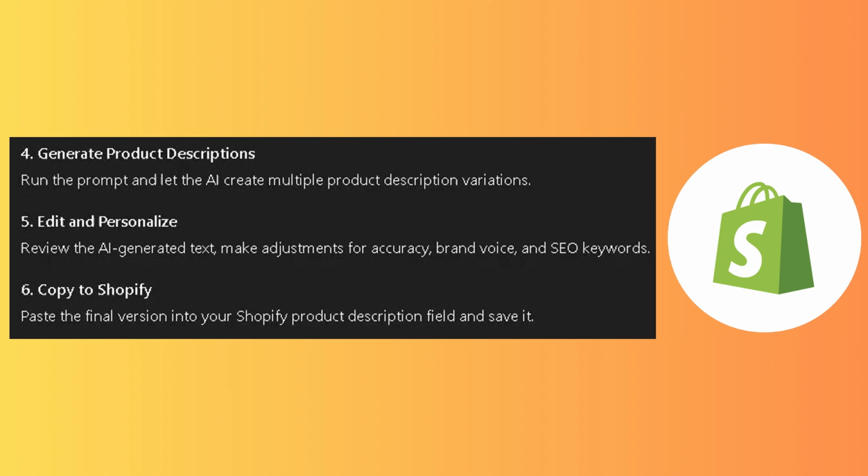Then copy to Shopify. Paste the final version into your Shopify product description field, then save it. Now you know how to use the AI to generate Shopify product descriptions.